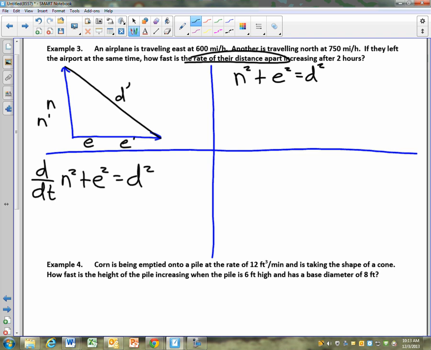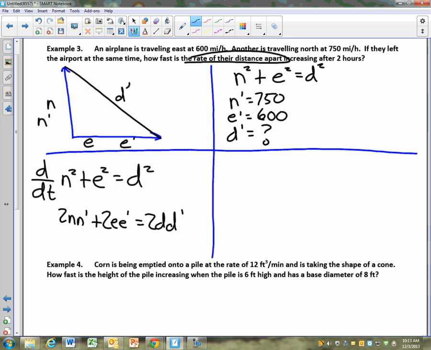What is the derivative of n squared? 2n n prime plus 2e e prime equals 2d d prime. So you can see we have a lot of different variables here that we need to know. First of all, do you know n prime? What is it? 750. Do you know e prime? 600. Do we know d prime? No, we're trying to find it.